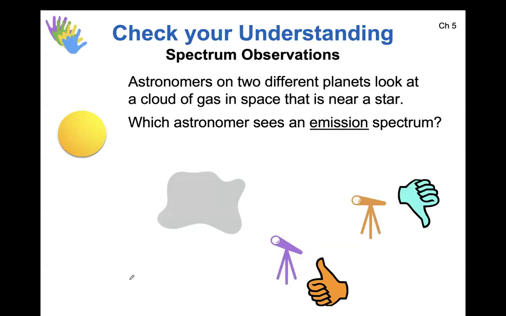So as I said, line of sight is crucial. So astronomers on two different planets look at a cloud of gas in space that is near a star, right? So presumably one of these astronomers is an alien. Which astronomer sees an emission spectrum? Okay, so let's go ahead and answer this one.